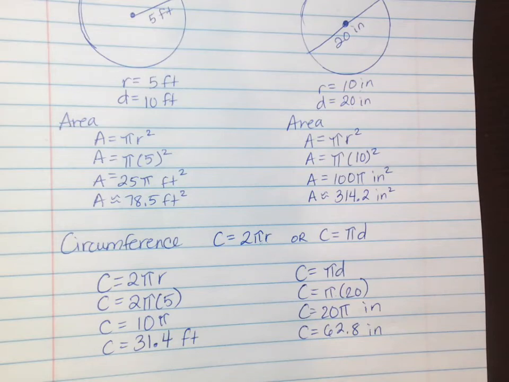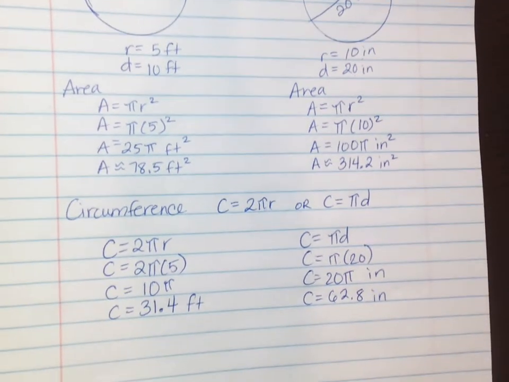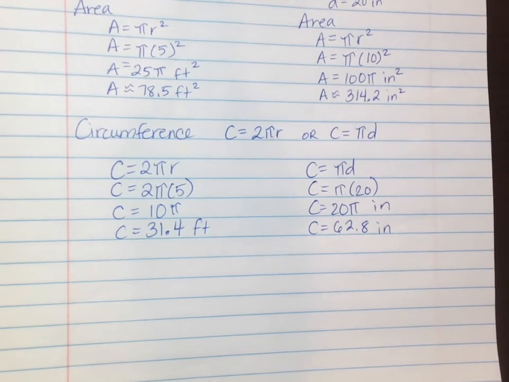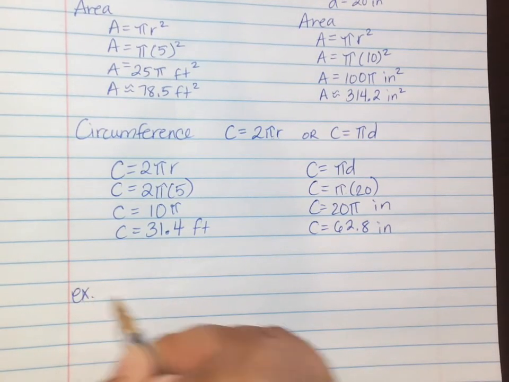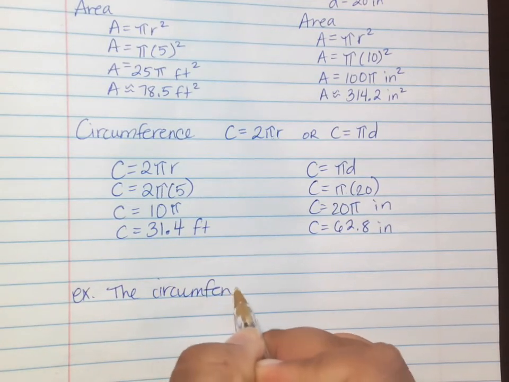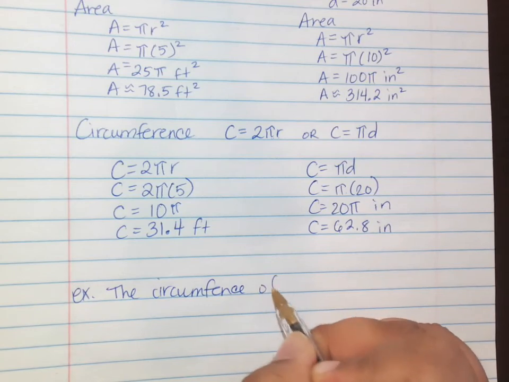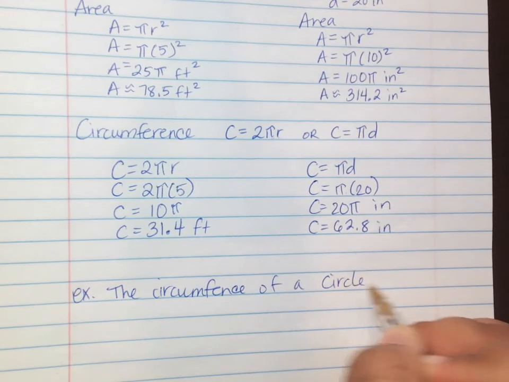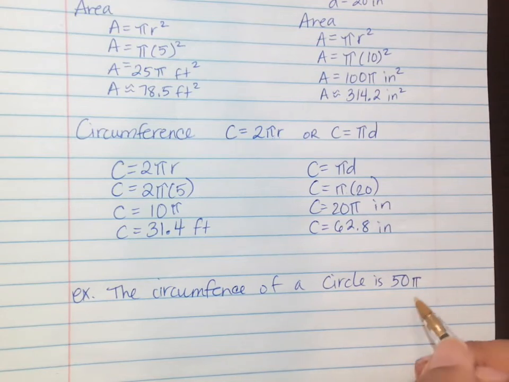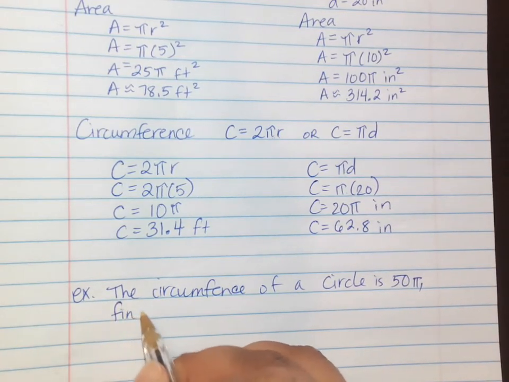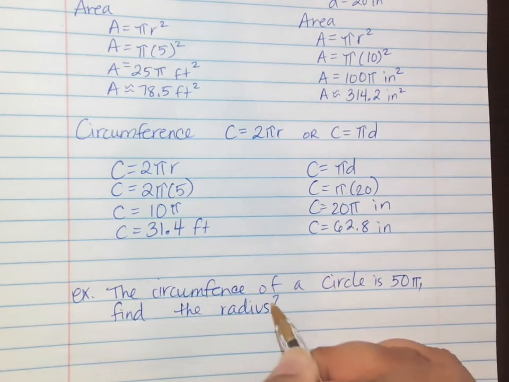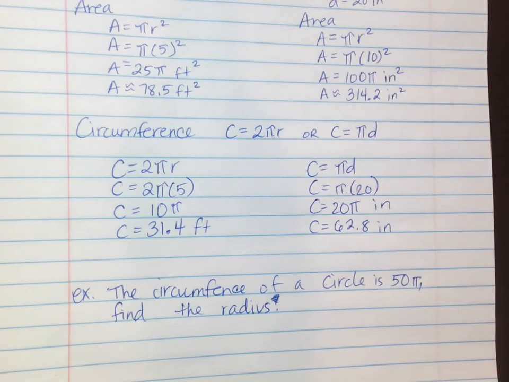One more quick thing that you're going to see on IXL, so I just want to give you one more example. So let's say the circumference of a circle is 50 pi. Find the radius. Oh, no question mark. Okay, find the radius.